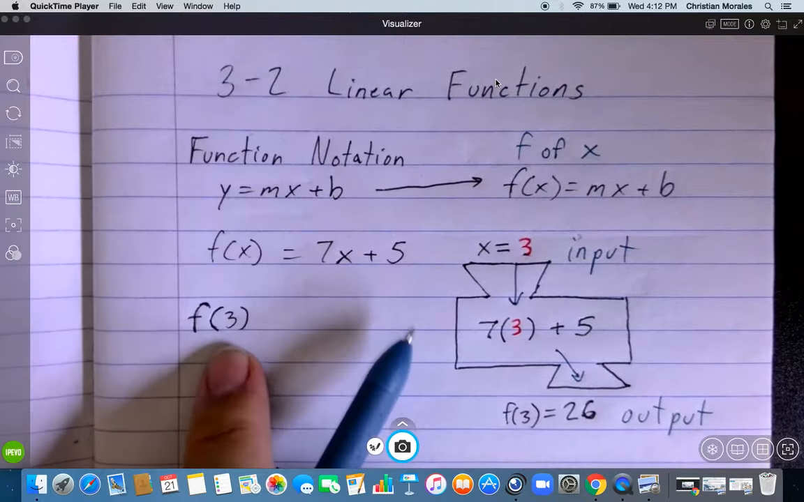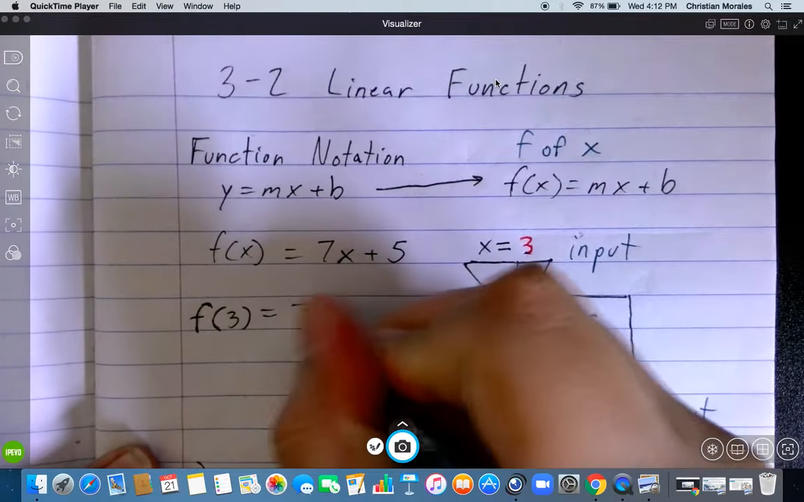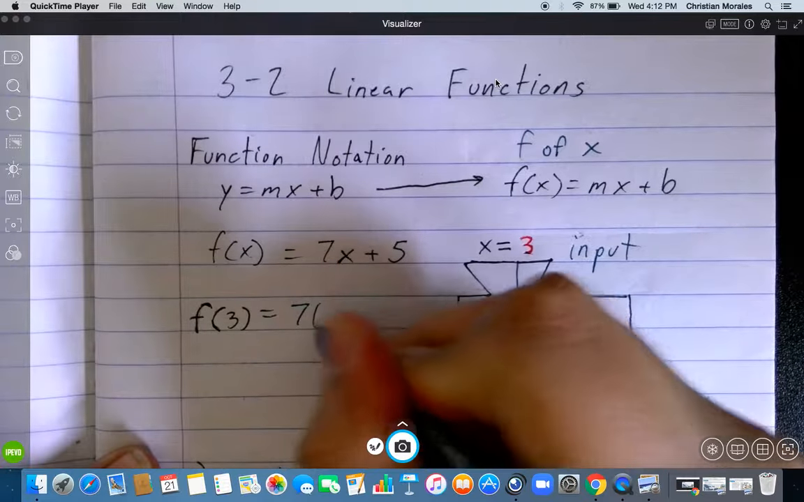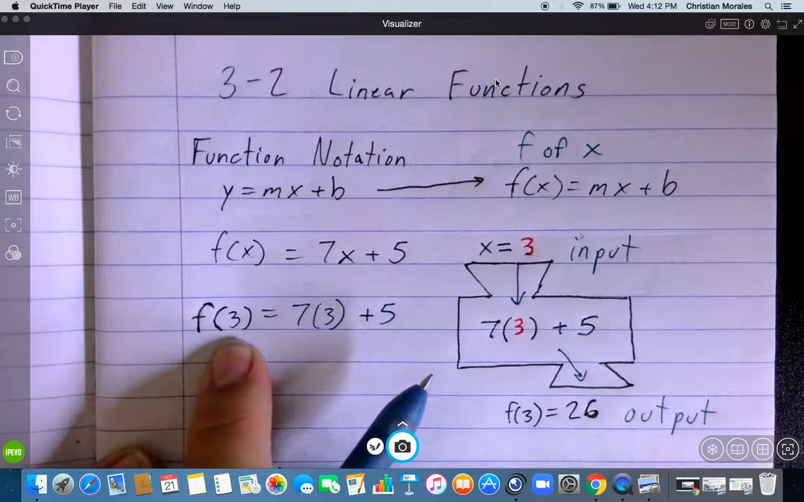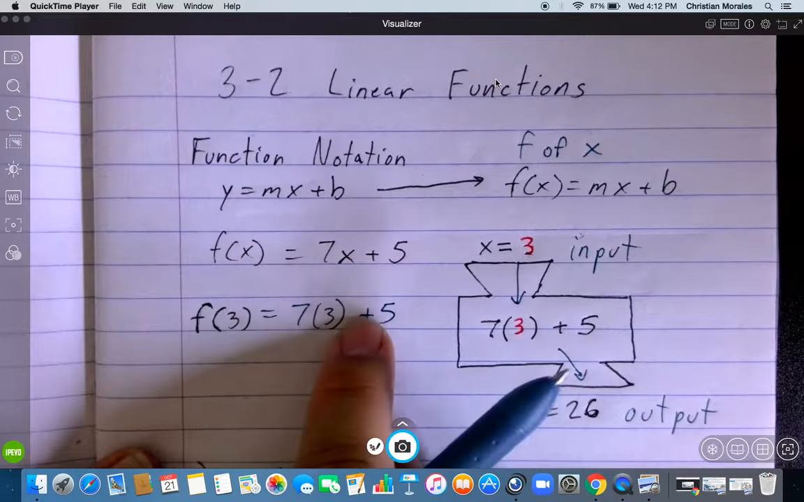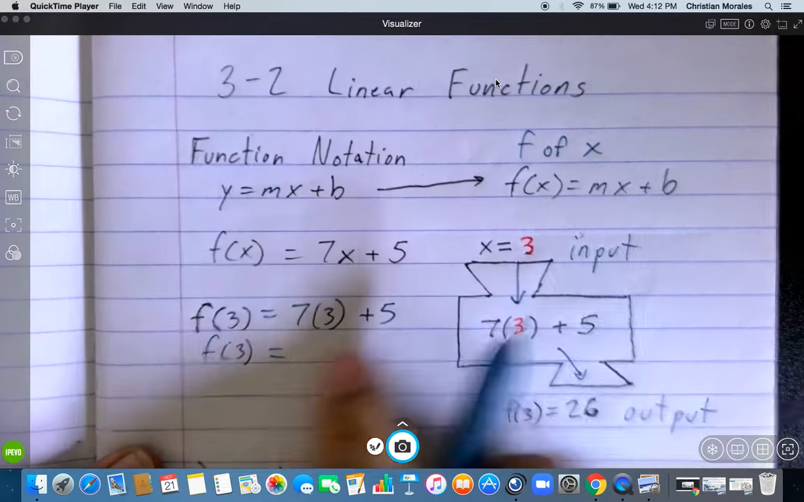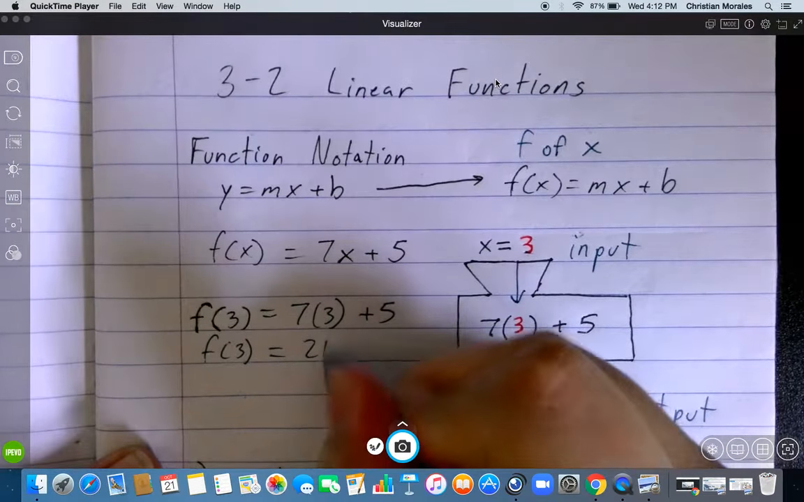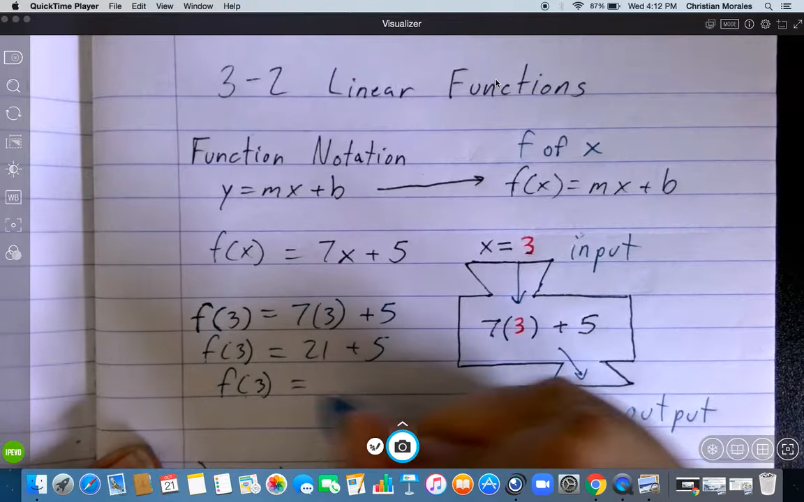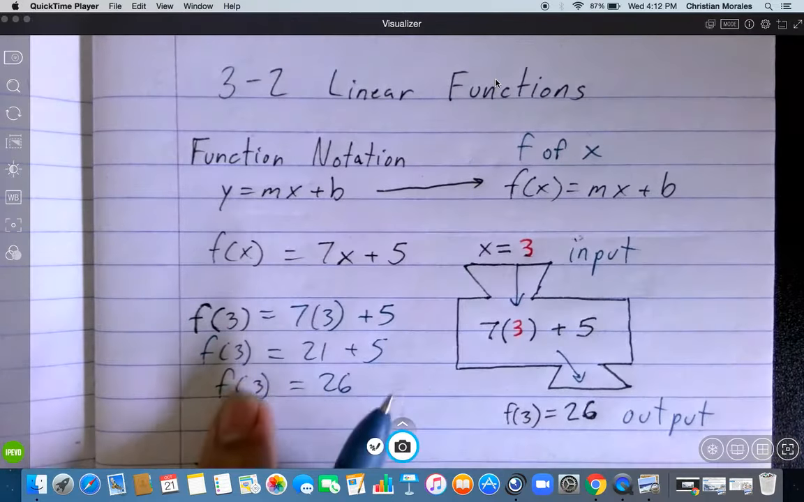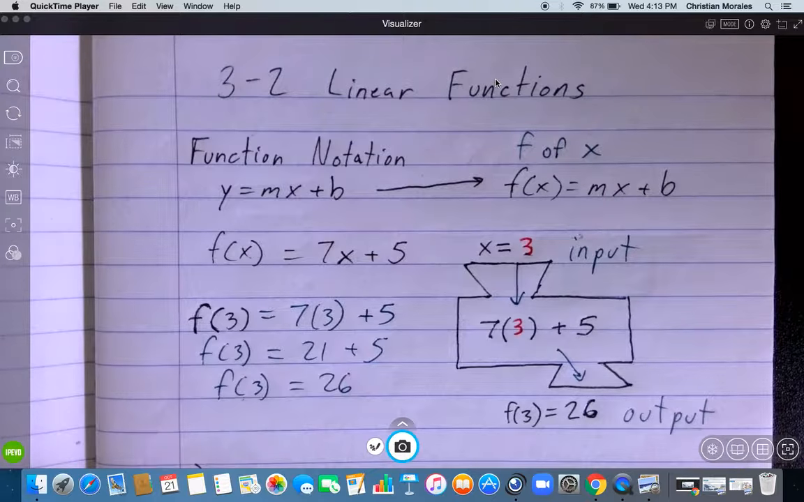Now, if you're going to write it as a problem, instead of using this diagram, you would write it like this, 7 times 3 plus 5. What are you doing to the x? You're replacing x with 3. So the x is now a 3. You would keep the function notation like this. 7 times 3 is 21 plus 5. So f of 3 is 26. When you plug in 3, you get 26. And that's pretty much it.